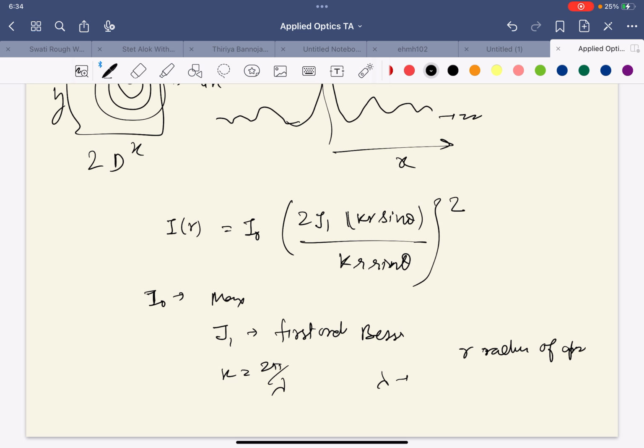So if this central bright spot is the Airy disk, then the radius r1 of the first ring around the Airy disk is equal to 1.22 lambda by D, where D is the diameter of the circular aperture, right? So these are the concentric rings, and we can say that for this circular aperture, the far field intensity distribution is the Airy pattern. Okay.